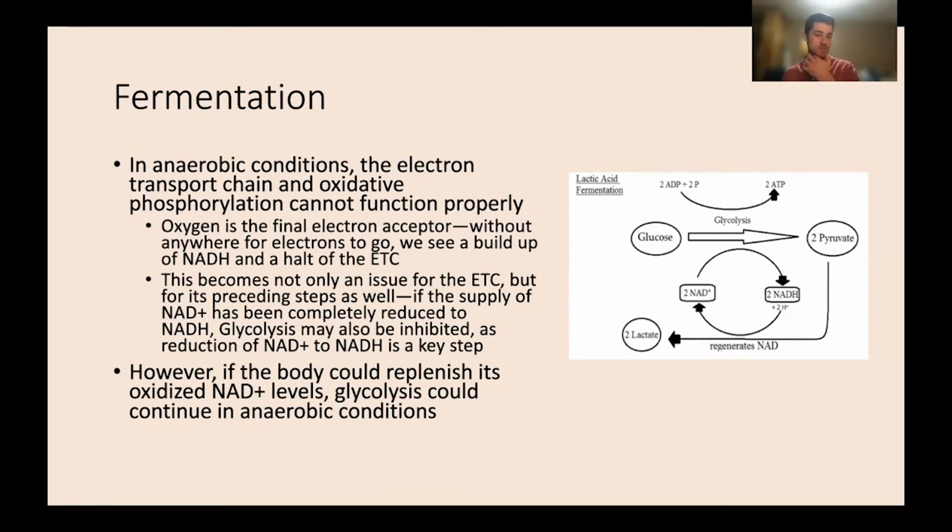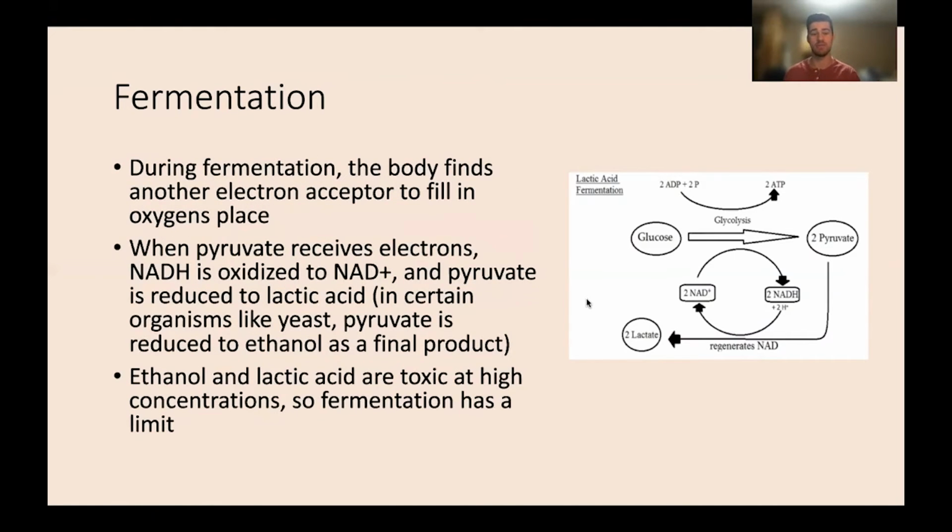So pretty much the most intuitive way that the body thought of replenishing NAD+ levels from NADH is, if you don't have oxygen, you just have to find a different final electron acceptor. So that's exactly what the body does. And it turns out that that electron acceptor is actually pyruvate. So during fermentation, the body finds another electron acceptor. When pyruvate receives electrons, NADH is oxidized to NAD+, so we have that reduced NADH form.